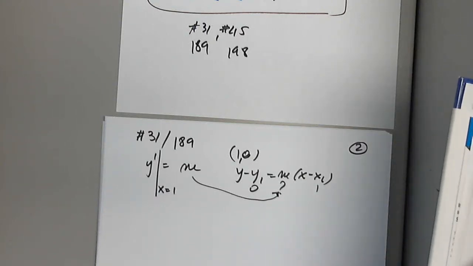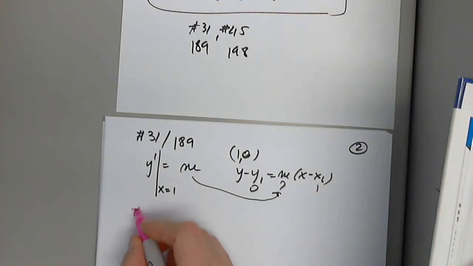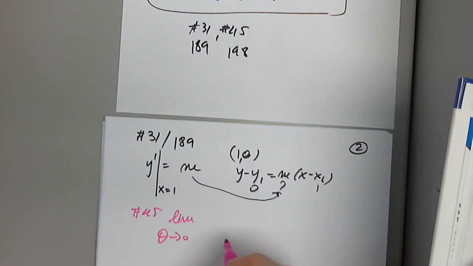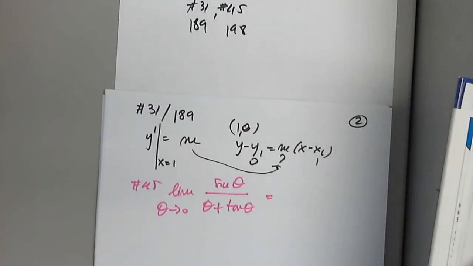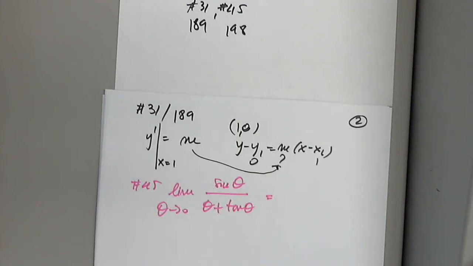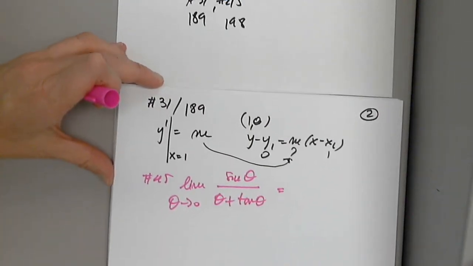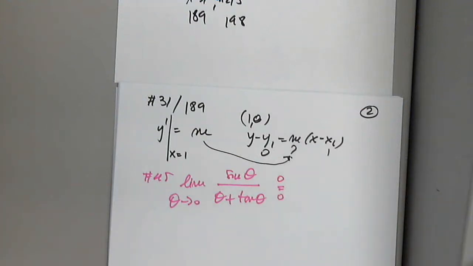45. Okay, so in 45, we have the limit as theta approaches 0 of sine theta divided by theta plus tangent theta. Good. So first we plug in and we observe that what happens here is 0 over 0 indeed. And you're free to choose to differentiate top and bottom using L'Hopital's rule because the case is 0 over 0, as long as when we differentiate that we don't get 0.